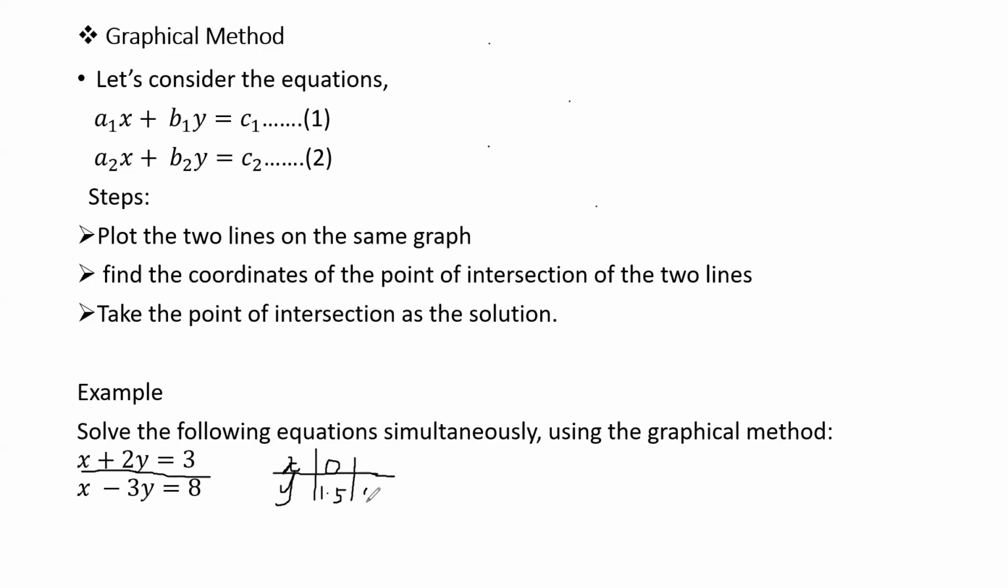What about when y is 0? What is x? x is equal to 3. So it means that we have 0, 1.5, and 3, 0. Are you okay? So you get the points and join them with a straight line. Try to extend it. Then do the same thing here. When x is 0, what is y? When y is 0, what is x? And then you plot the two lines on the same graph.